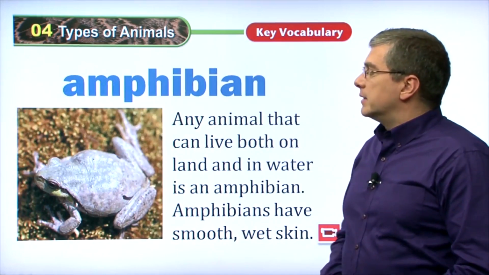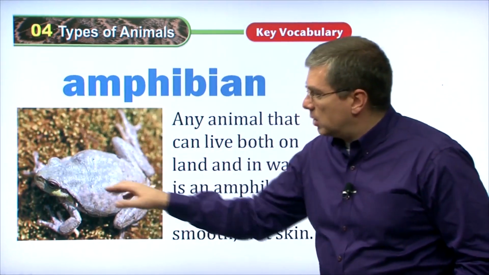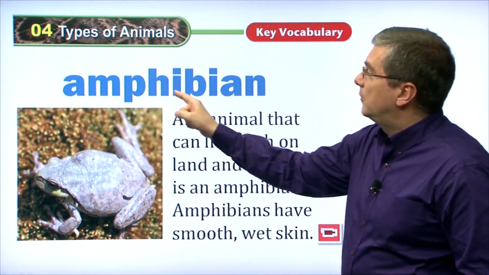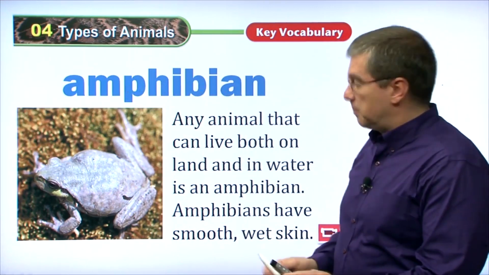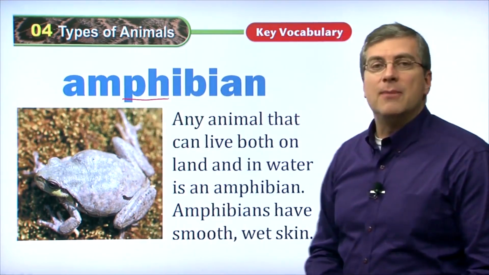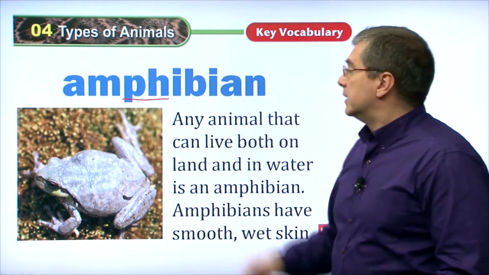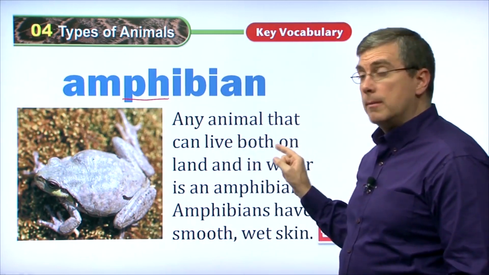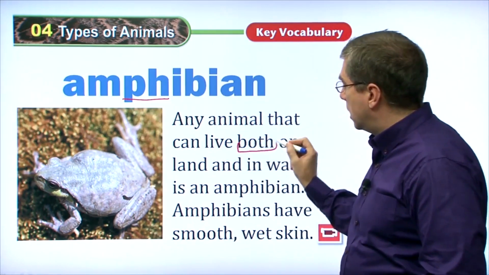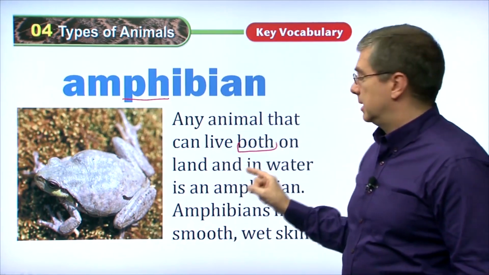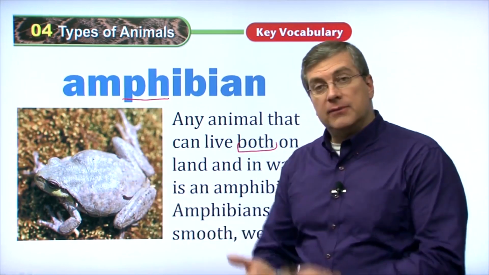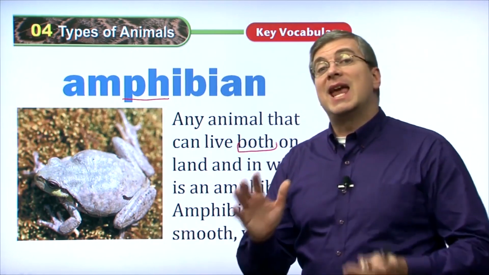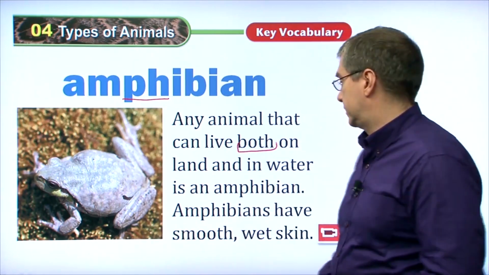Okay, let's move on. Sometimes we can see another type of animal. You might think, hey, that looks like a reptile, but it's not a reptile. It's an amphibian. Amphibian. Remember, PH sounds like F. Amphibian. So, an amphibian is any animal that can live both, that's the important point, both on land and in water. So a frog can live on the land, no problem, but it can also live in the water, no problem. It's amphibian. It can do both things.